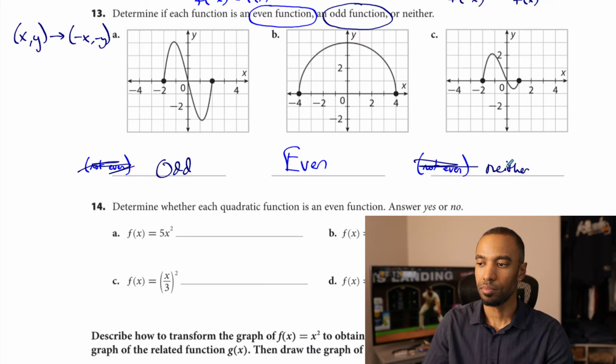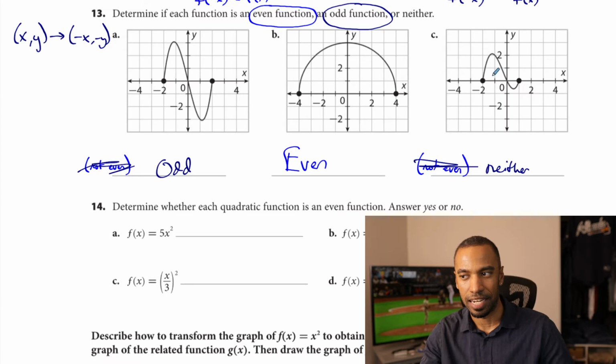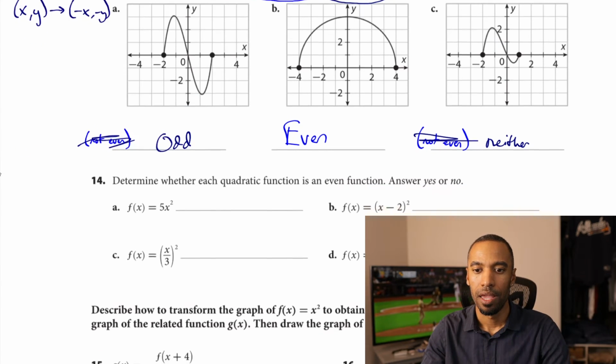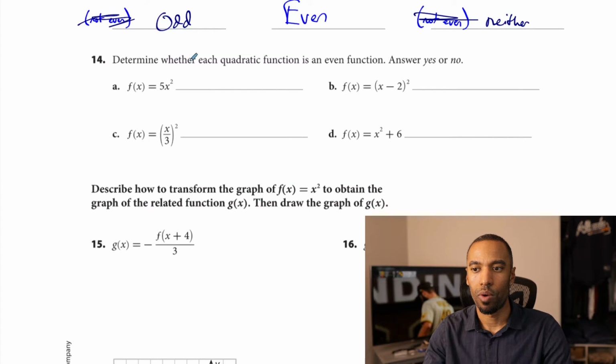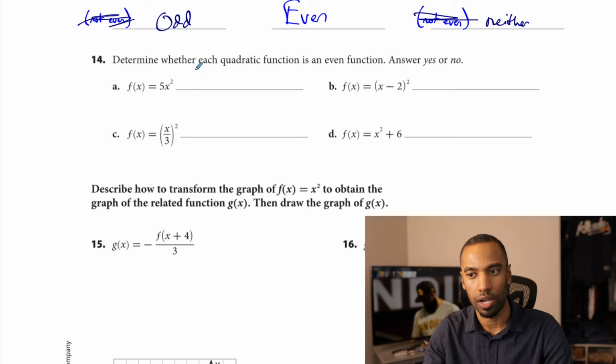Okay. So that's looking at them with graphs. You can obviously plug in points like I did and say, are we getting the other version of the graph out on the other side? Number 14, determine whether each quadratic function is an even function. Answer yes or no. Now you might have to show work on these things.